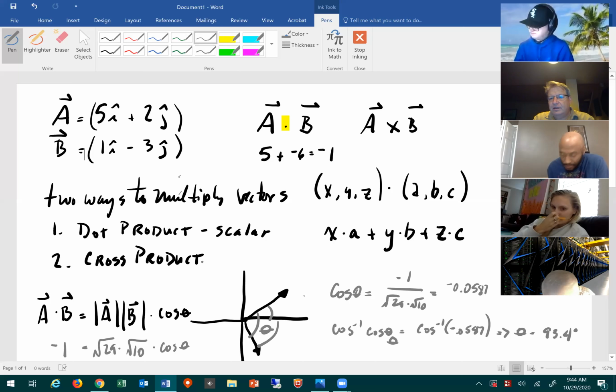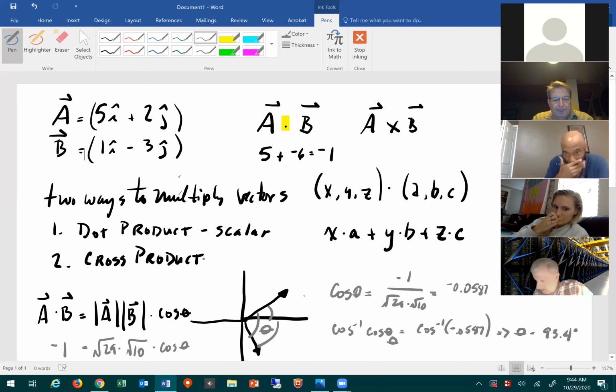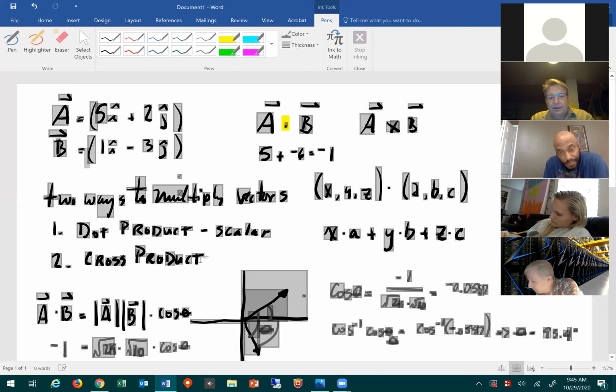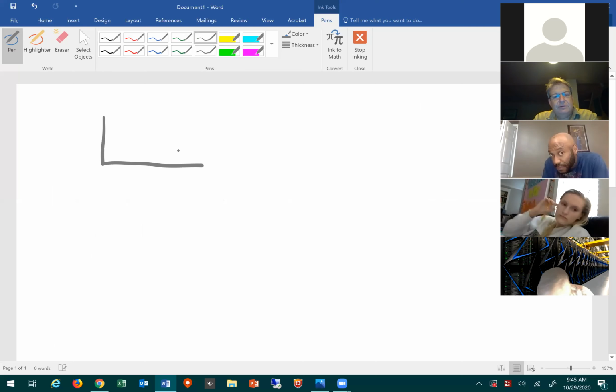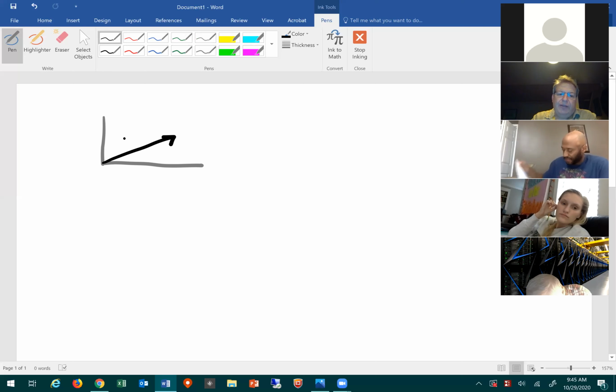So far, so good. Okay, so then let's do this. Let me go back to an example here. Imagine that I have a vector, and that's the vector. And that's theta. That vector is going to be what, generalized?